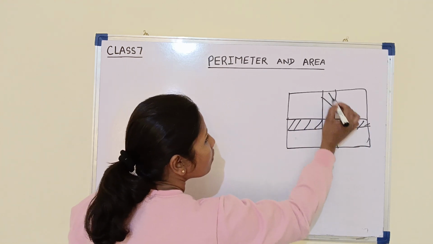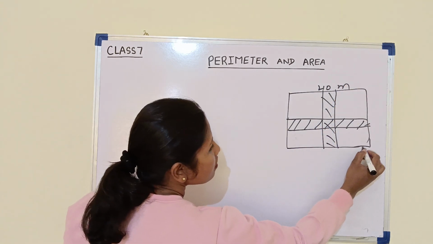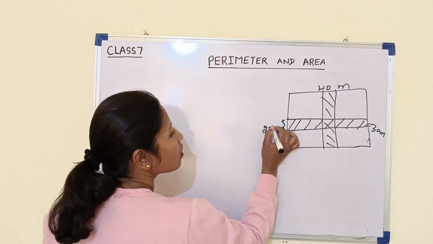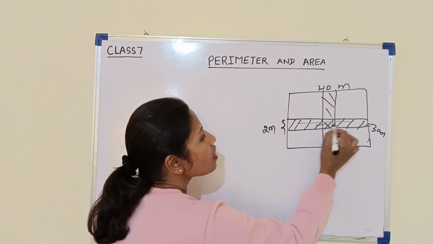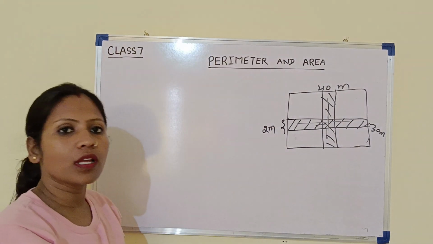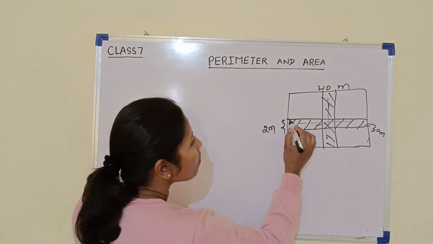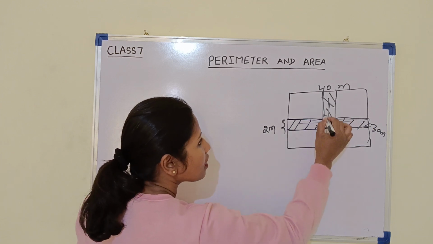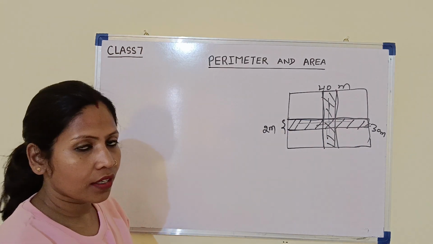Okay. So I'll go with the same example: 40 meter is this and this is 30 meter, and this width is 2 meter. Now you have to find the area of this and this. So there is a cross road in between the park and you have to find the area of this. So we'll find the area of this, then we'll find the area of this. Okay. And we'll add it, right?